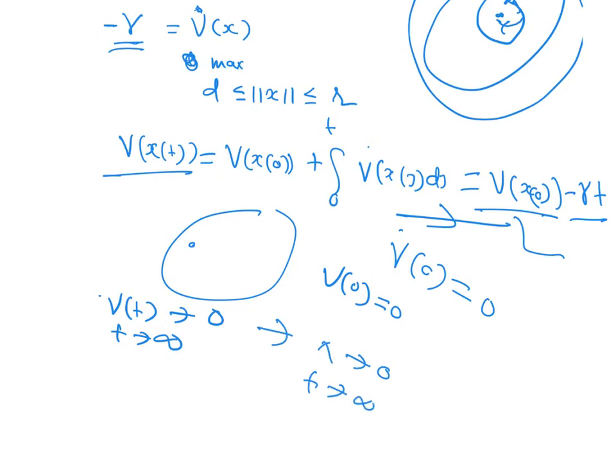So that means negative definite means that it is asymptotically stable. Got it? So let's do a couple of examples to show this.